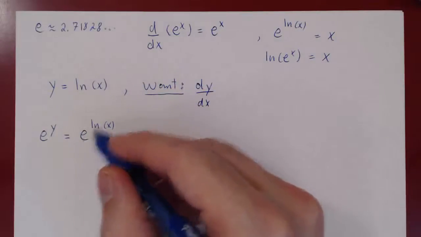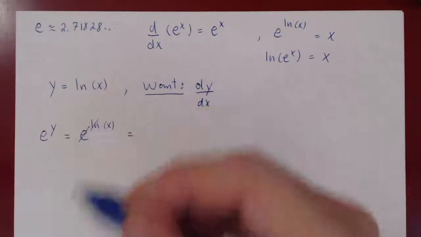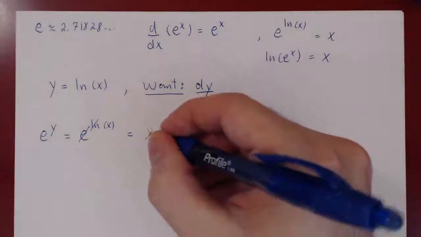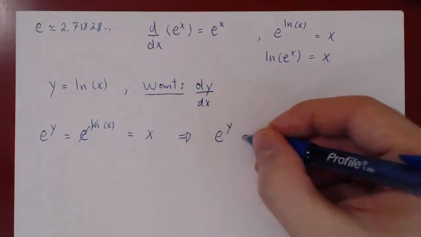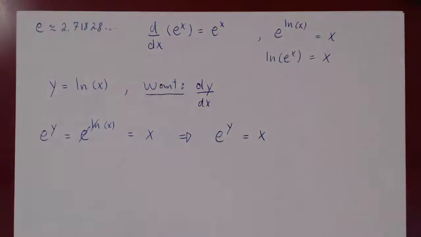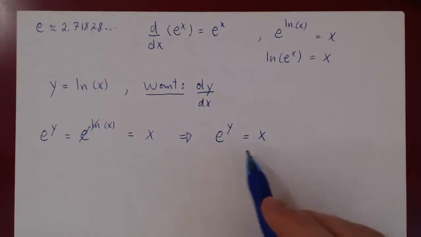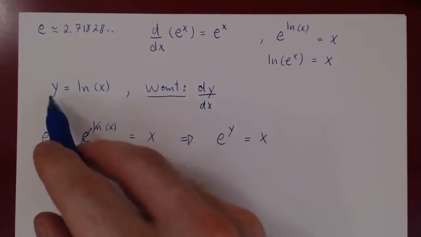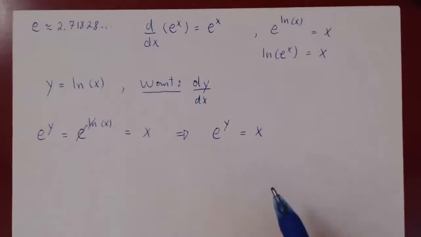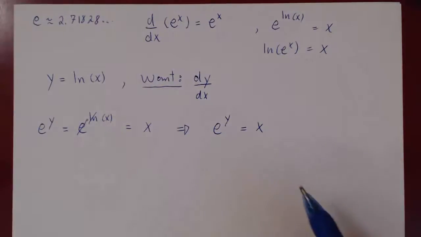But e is the inverse function of ln, so e will cancel ln, and all we're left with is x. And now we have this new relationship, e to the y is equal to x. And now we're good to go. We've got rid of the ln function, but we know y is a function of x. Y is ln of x, and now we can use implicit differentiation.